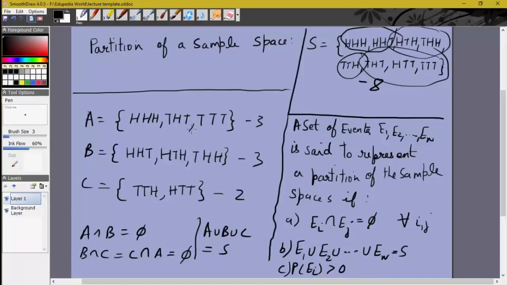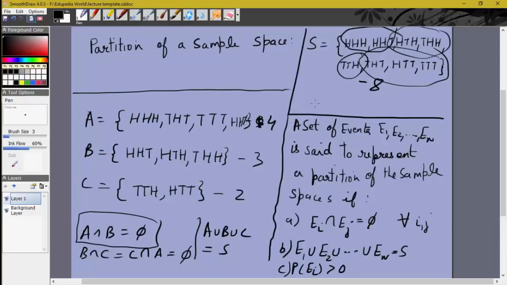Now keep in mind one thing. Let's say A had one more event which was the same as the event in B. So it has all these events, but along with that, let's say it has H, H, T also. So now it has 4 events. Now even though the union of all 3 of them is still S, because this element is already here, this statement is not satisfied, right? So there will not be a partition space.